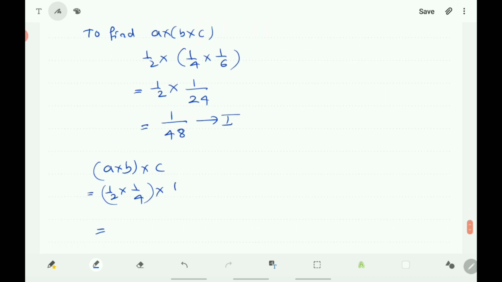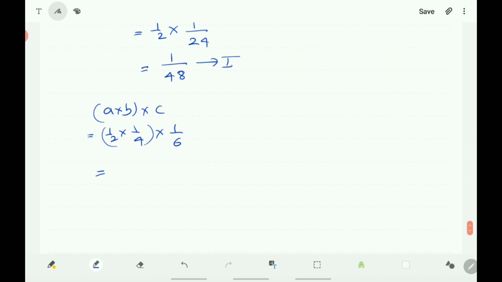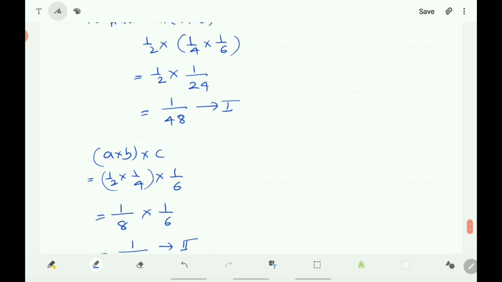C is 1 by 6. That is 1 by 8 it is. 1 ones are 1, 2 fours are 8 into 1 by 6. And the product of numerator is 1 ones are 1, 8 sixes are 48. So this is second. You got 1 by 48, 1 by 48.